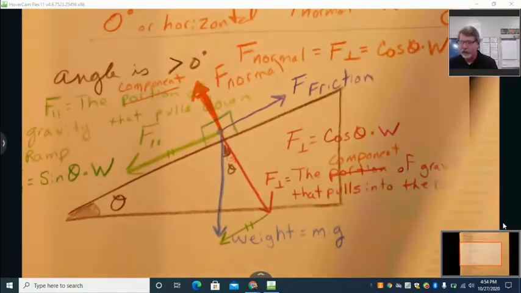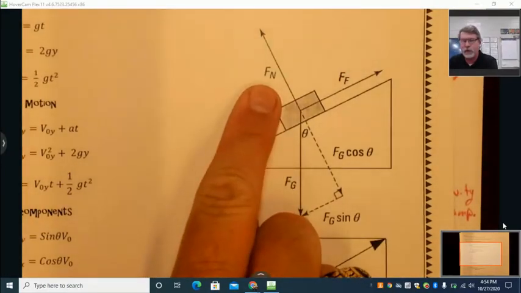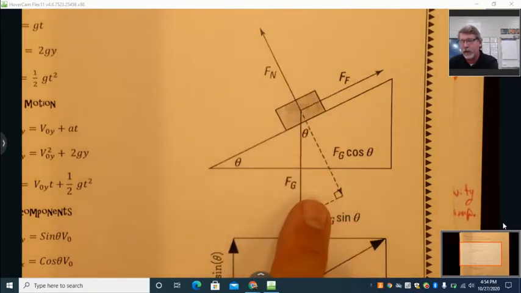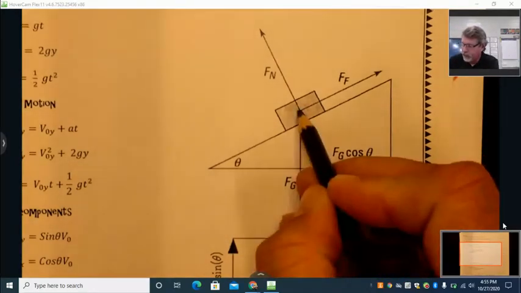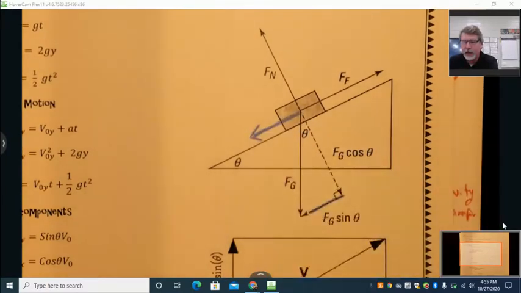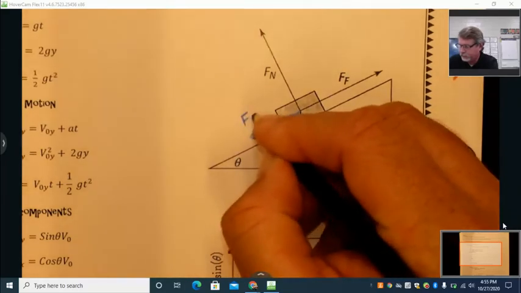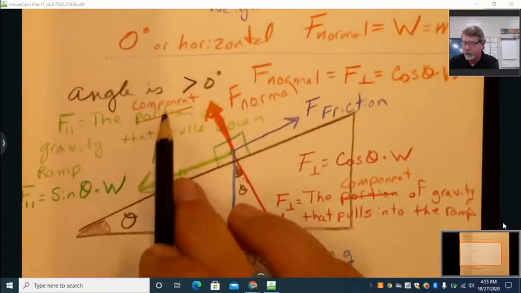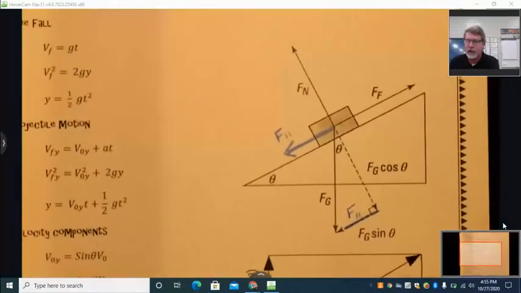So let's go back and look at our note sheet and see how it's different. So you see we have force normal labeled, we have force of friction labeled. These forces we don't have fully labeled. So let's go back and add that and make sure we're clear. So this force down here is the same as this force up here, and it would be called force parallel, is the applied force due to gravity. So remember, it's the component of gravity that's pulling it down the ramp. Gravity's trying to make it slide.